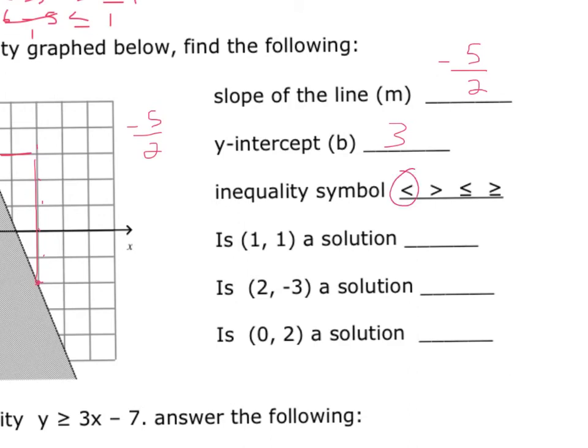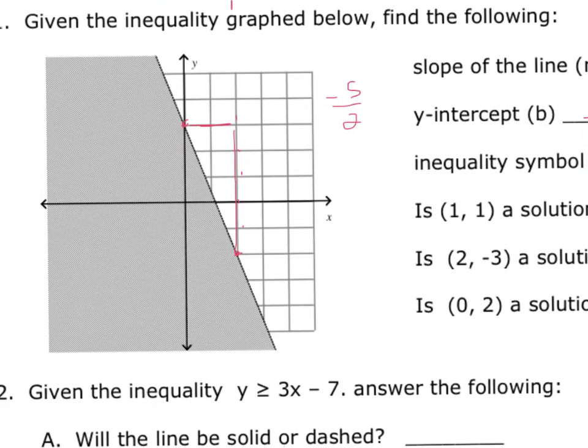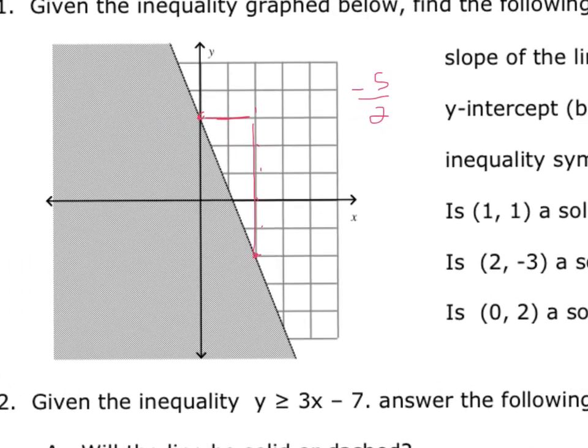And then we're going to check to see if these 3 points are solutions. So 1, 1. I'm going to go over 1, up 1. And we can see that that is not in the shaded area. So this is not a solution. That's a false point. 2, negative 3. I'm going to go over 2 and down 3. 1, 2, 3. That's going to be in the shaded area. So that will work. And 0, 2. So up 2, it's in the shaded area, so that is also true. That's a good point.